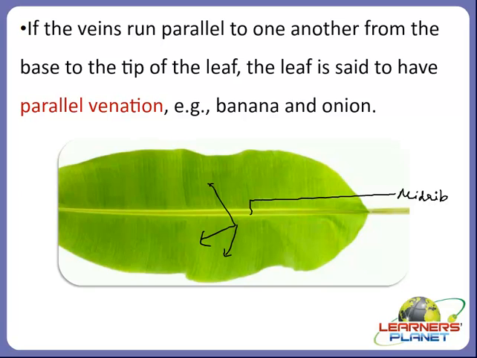These all are veins, right? So if the veins run parallel to one another, here you can see that they are so finely parallel, they are so finely structured. They are parallel to one another from this leaf base to the tip of the leaf. So this leaf is said to have parallel venation, while the other one is reticulate venation. So let us learn about it.